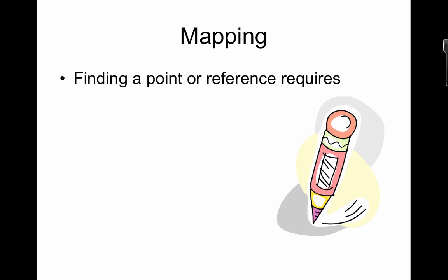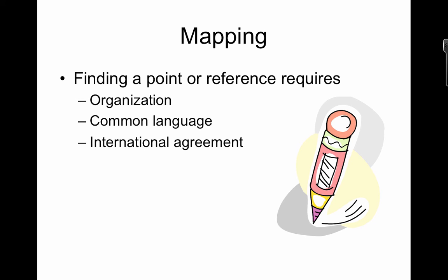Now, please write this down. Very simple points. Mapping is finding a point of reference. To find a point of reference requires certain things. First of all, it requires organization, like we saw: a grid, a zip code, a URL. In addition to that, it requires a common language, how we're going to refer to it. In the case of a grid, that would be latitude and longitude. And lastly, an international agreement, where everybody is in concert as to what all of this means. Anyway, write these down and we're basically finished. Thank you very much.